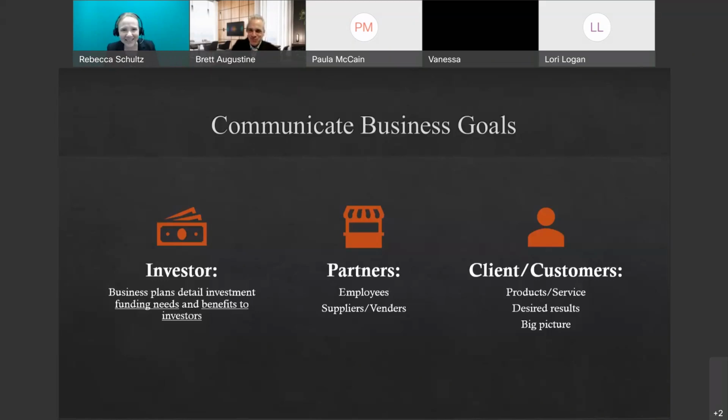When they walk into those doors or they connect with your business, it should be so easy to understand the goal and what you're trying to accomplish that it should be living and breathing, and the client or customer should be able to understand what the products or services being offered are, what your mission is, the desired results of coming to you, and ultimately what your big picture is all about.